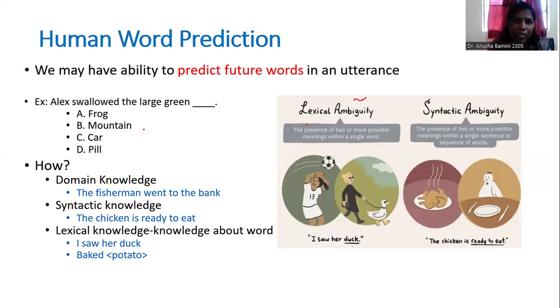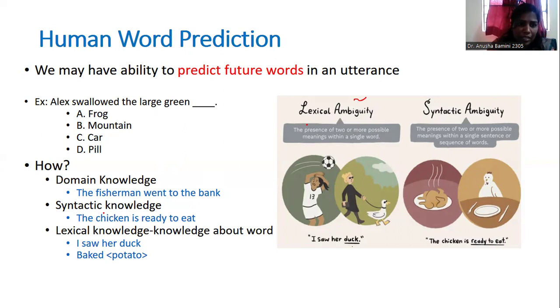So this next word prediction can be done using three kinds of knowledge: domain knowledge, syntactic knowledge, and lexical knowledge. Domain knowledge, we all know; the example here is: the fisherman went to the bank. By default we think he went to the river to catch fish. Or if I use this word bank, I may think about going to the bank to collect money, or whatever is relevant to the bank. So it is called domain knowledge.